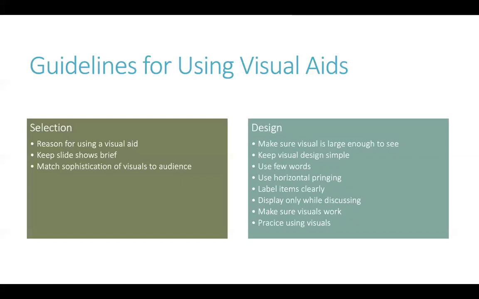Display a visual only while you are discussing it. Both putting up a graphic before discussing it and leaving a graphic up after you have finished talking about it are confusing and distracting. Make sure your visuals will work in the meeting room. Double check the availability of easels, screens, and other equipment you will need. Make sure electrical outlets are in the needed locations and extension cords are available if you will need them. Practice using your visuals. Rehearse setting up and removing visuals smoothly and quickly. Review the comments you will make for each one.